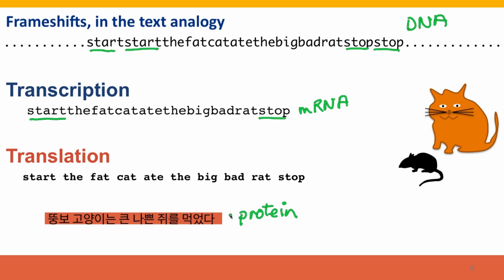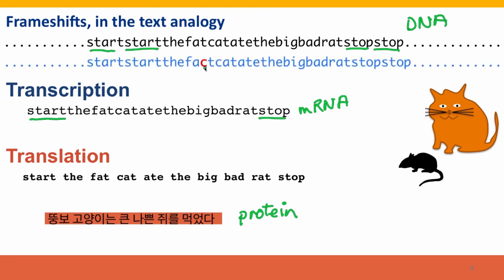Now, what would happen if there's a frameshift in the DNA? Well, here's our frameshift. We've added a C here, and the only effect is that the DNA is one base longer. Not a big deal. It doesn't affect transcription. The start signals and the stop signals are unchanged. It's transcribed normally. It's just one base longer. The problems arise in translation.